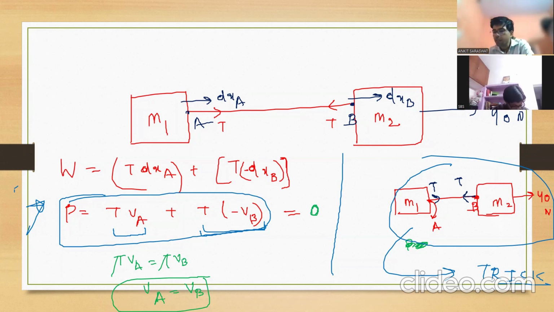Now after this, write down first properties of tension. Properties of tension force.